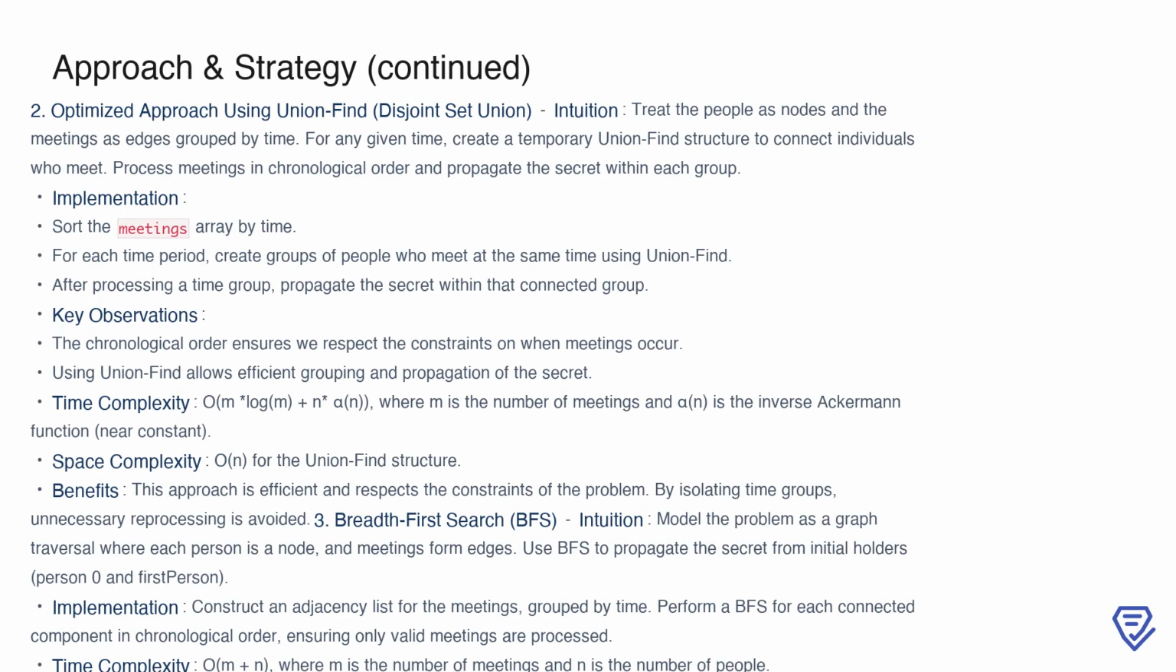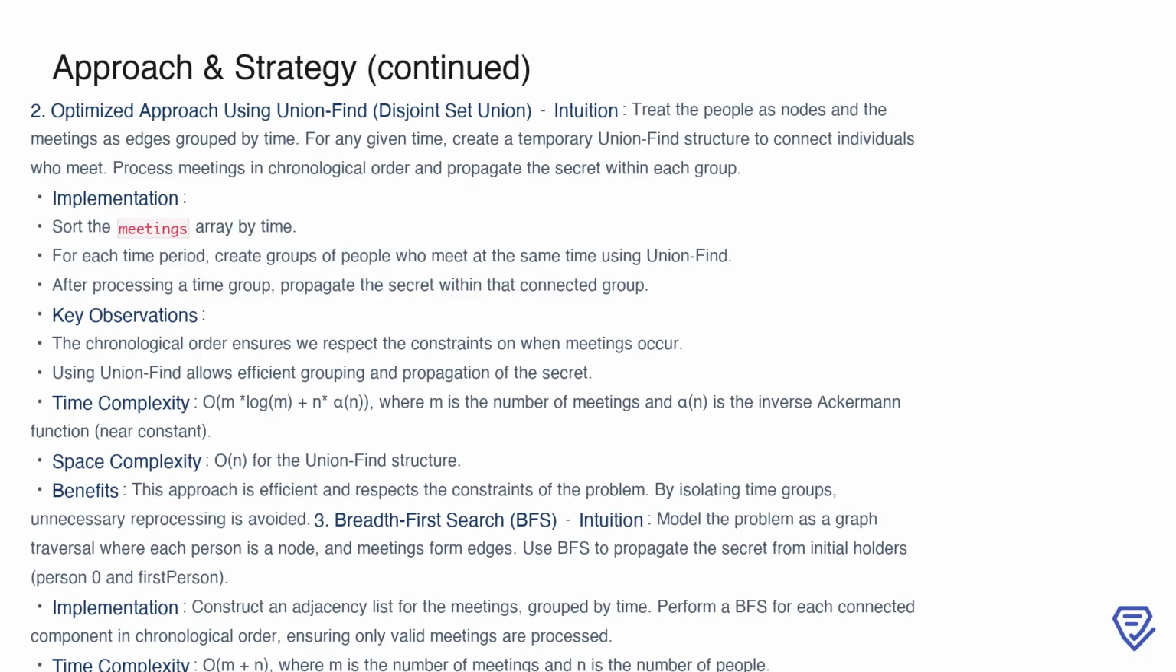A more efficient solution involves using a union-find or disjoint set union structure. The key intuition here is to treat people as nodes and meetings as edges, grouping them by the time they occur. By processing meetings chronologically, we can connect individuals who meet at the same time into temporary groups using union-find. This allows us to propagate the secret within each connected group.